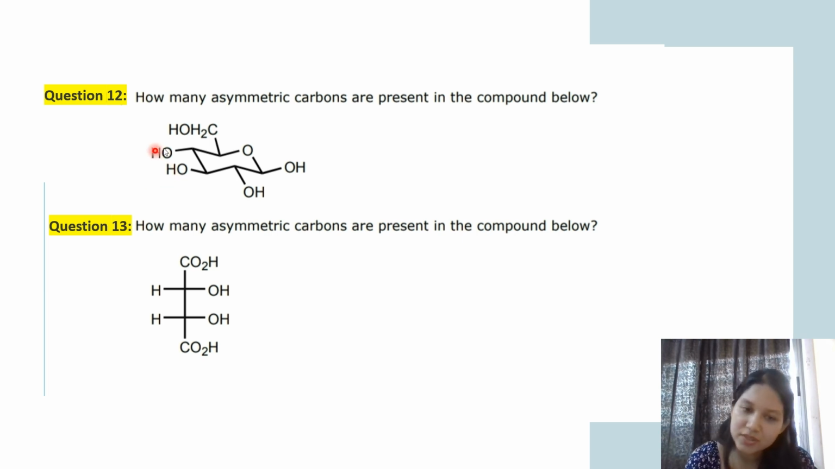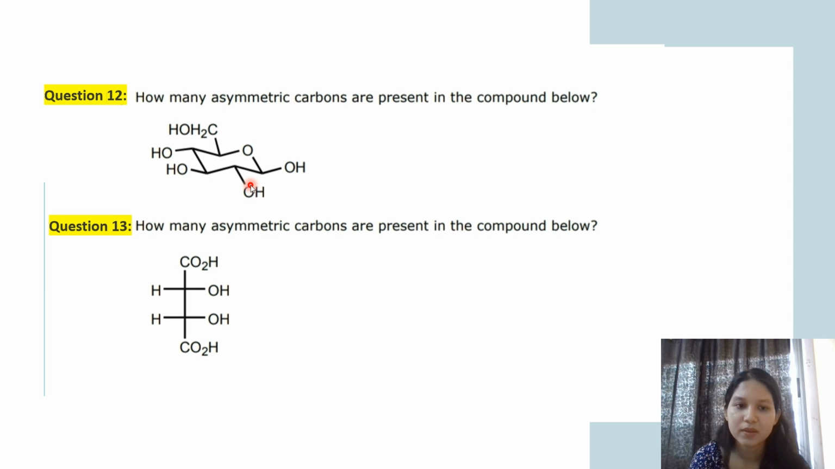You are given the chair conformation of this pyran ring. Okay, the 6-membered hydrocarbon having one oxygen atom as a member of the 6-membered ring. This pyran ring contains substituents at all the carbon atoms which are members of the 6-membered ring, and you have to count the number of asymmetric carbons present in the compound.